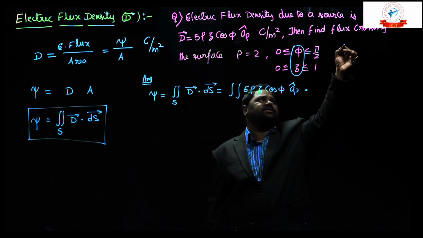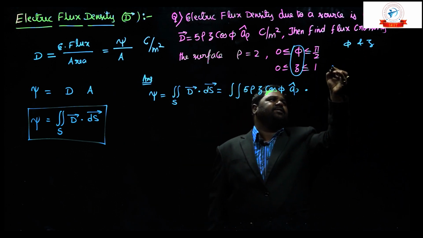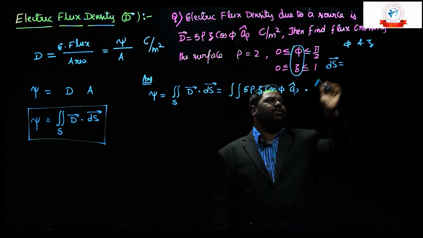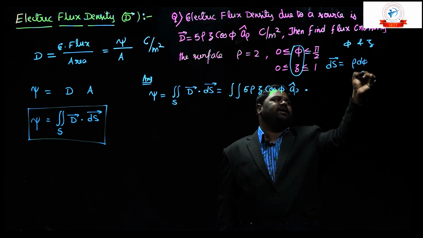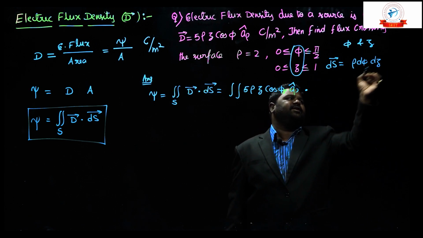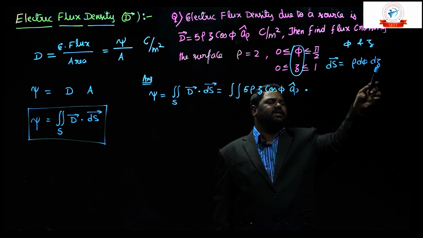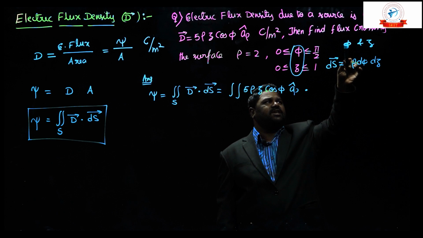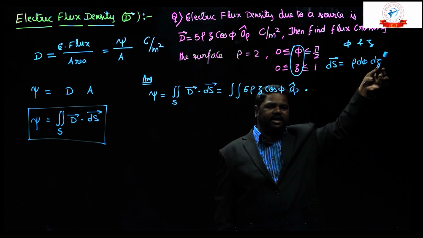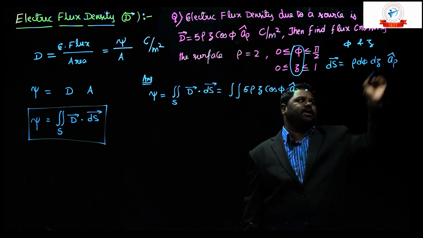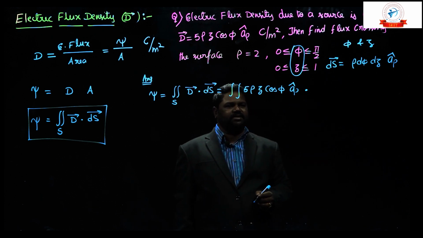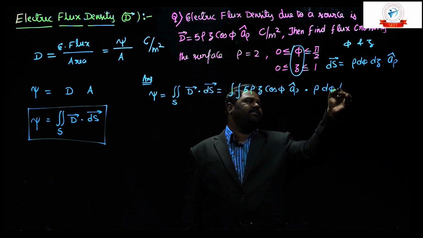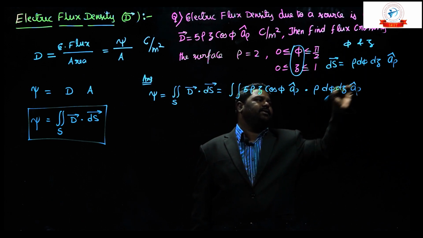If any surface is constructed with phi and z, then what is the differential surface element? We know that phi will produce a differential length rho d phi, and z will produce a differential length dz. This multiplication gives us the area of the surface. And what is the direction of the surface? If the surface is constructed with phi and z, then the remaining coordinate gives us the direction, that is a rho cap. So this is the differential surface element. Then we substitute here: the differential surface element is rho d phi dz a rho cap.